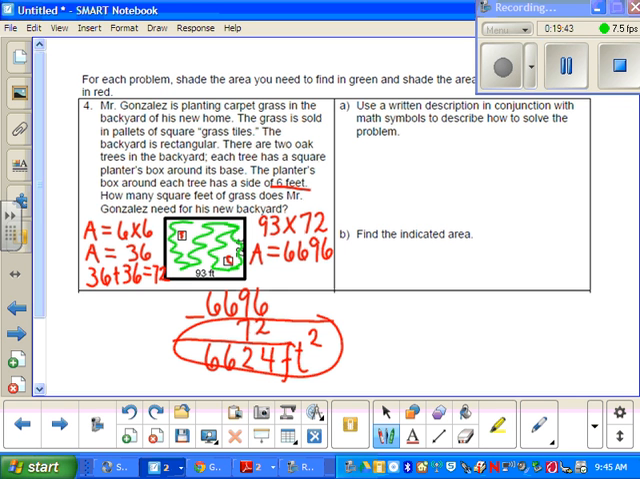Now, they might ask you in a problem like this, if it says it's so many, we will be learning later how to change that to yards or to a more reasonable number, because usually you don't say 6,624 feet squared. That's a big number.